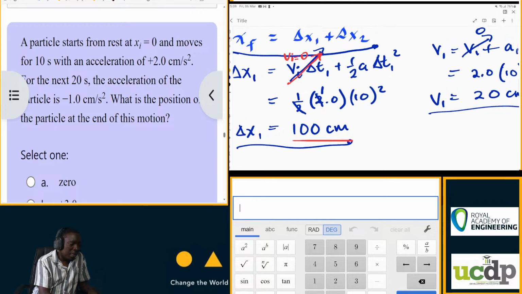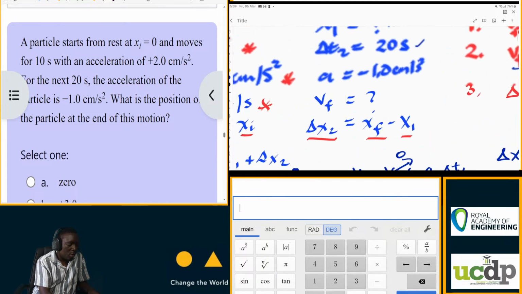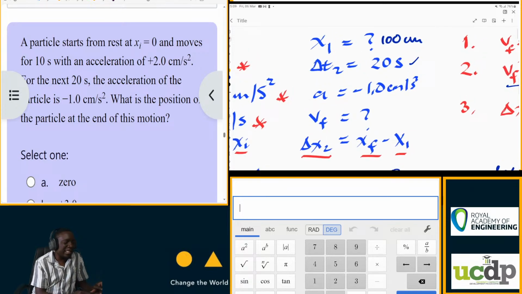Now, it begins to decelerate. When it decelerates, it starts at a certain position, which is 100 centimeters from the initial. So it starts at x1, which is 100 centimeters in terms of position, and it decelerates for 20 seconds with a deceleration of -1 centimeter per square second.